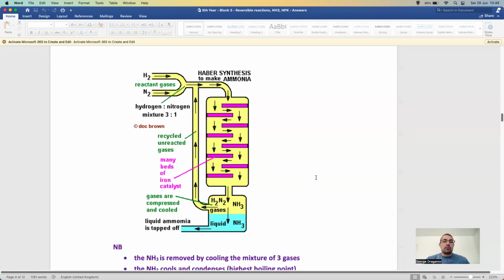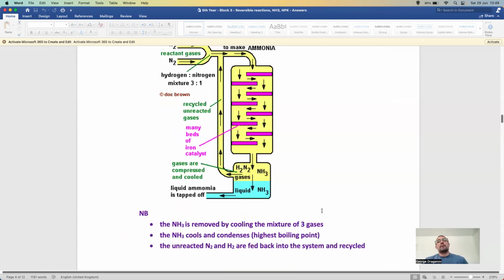So the ammonia is actually separated by cooling the mixture of the three gases. Now, ammonia has the highest boiling point, so it will cool and condense first. The nitrogen and hydrogen get fed back into the system by recycling them.